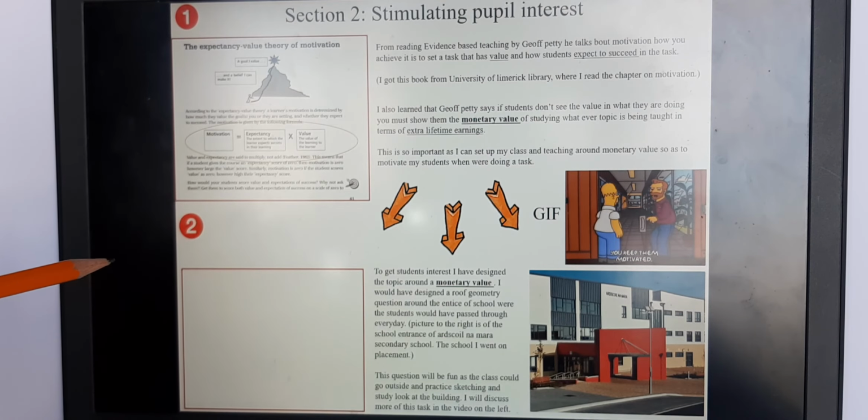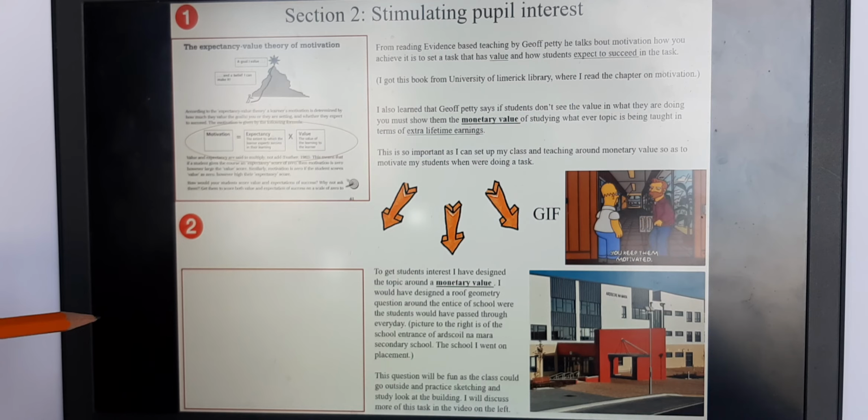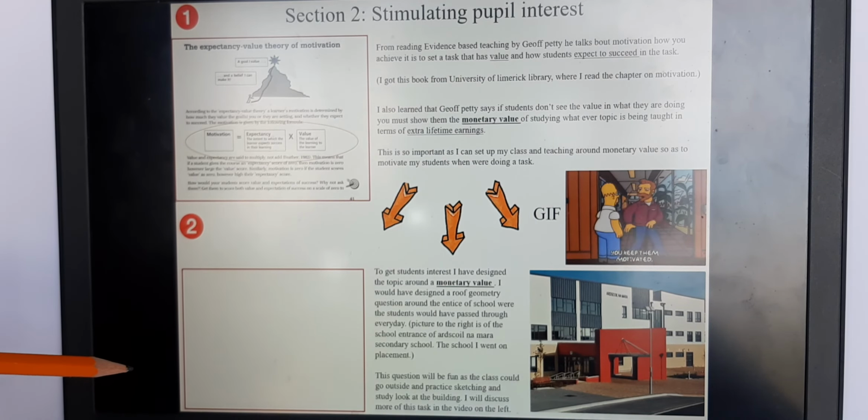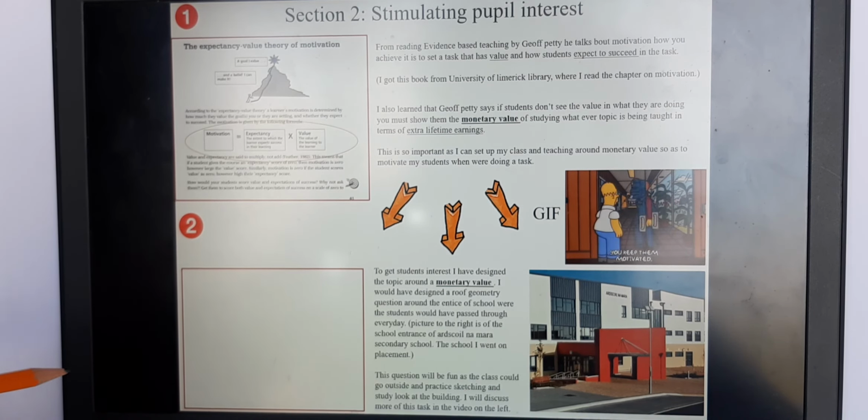Students will see the point in it. They'll have fun in it. They can go outside and practice their sketching. They can do true shapes, which is roof geometry. And I feel like this task all around is a good task to do, and it obviously hits Jeff Petty's goal for motivation.